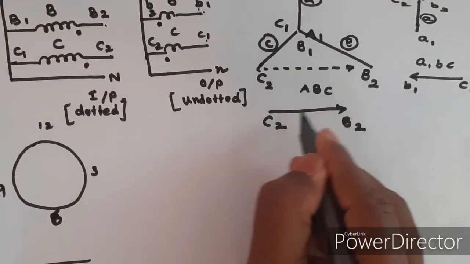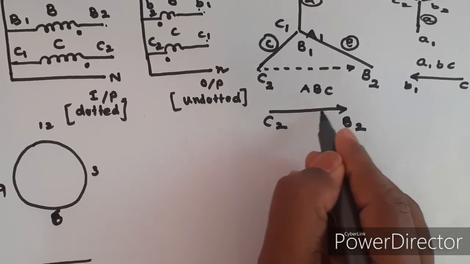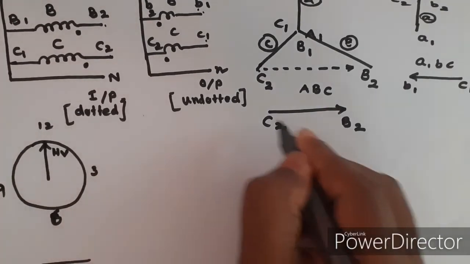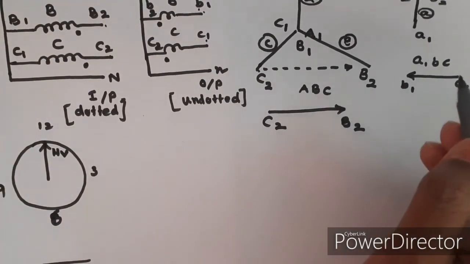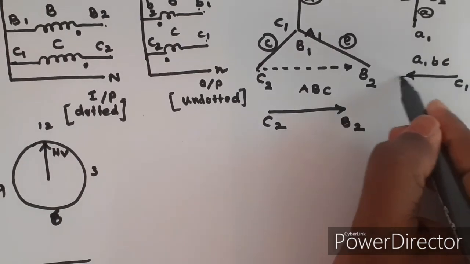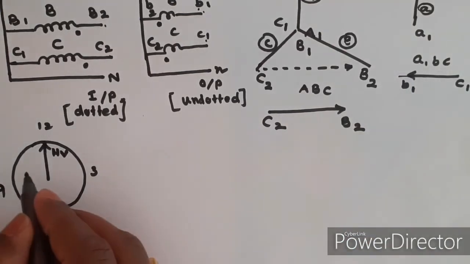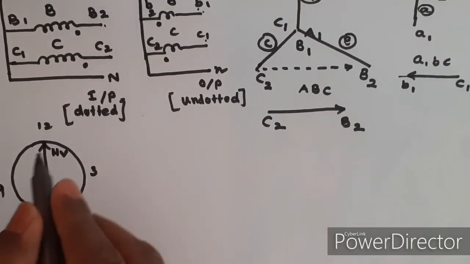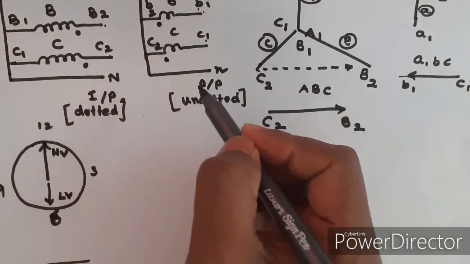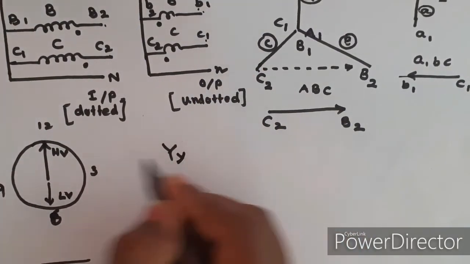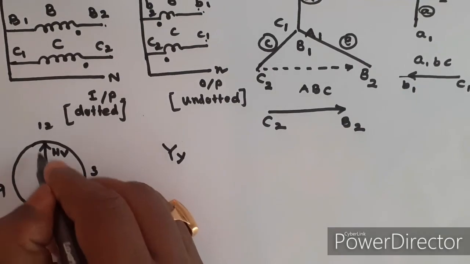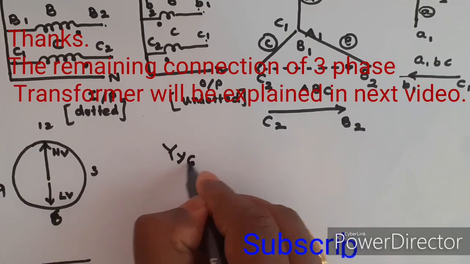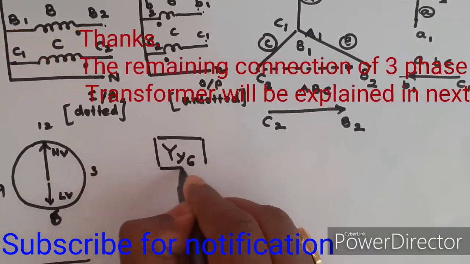If the C2B2 high voltage line voltage is at 12 o'clock, this is the HV line voltage, then the LV line voltage C1, B1 will be in the opposite direction. Therefore, it is a star-star connection. The reference is at 12 o'clock, but LV is in the direction of 6 o'clock. It is 6. Therefore, it is YY6.